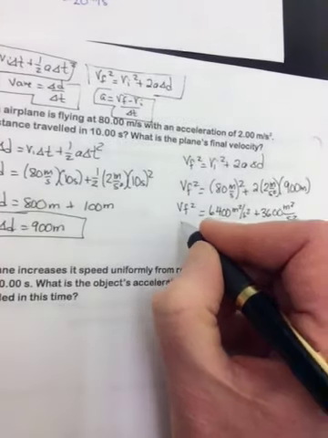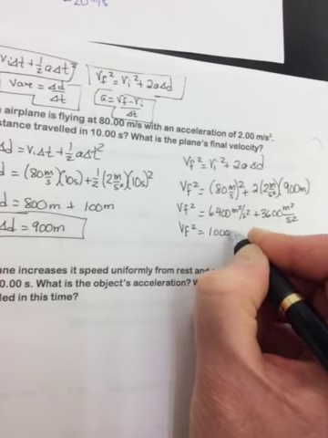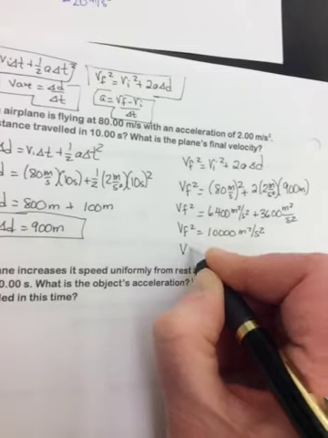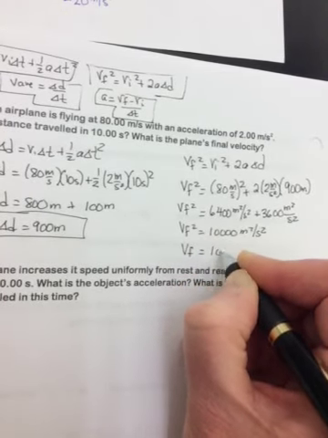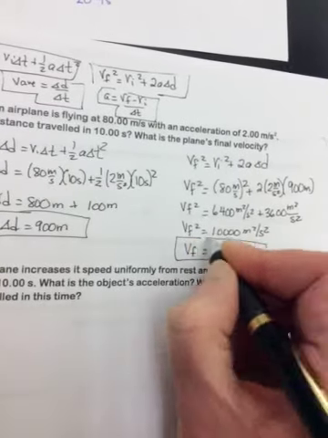And now I add them together and I get VF squared equals 10,000 meters squared per second squared. I take the square root of both sides and I find out that the final velocity is 100 meters per second.